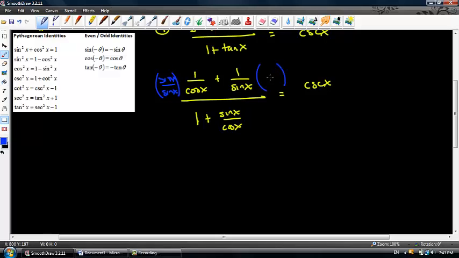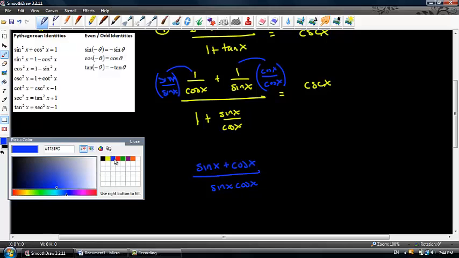The right is going to get multiplied by cosine x. And so what I have for the top now is sine x plus cosine x, right? If I multiply those in, all over sine x times cosine x. Let's take care of the bottom.